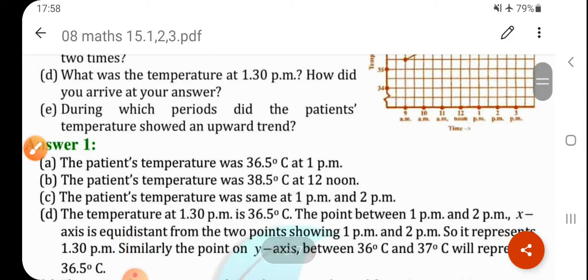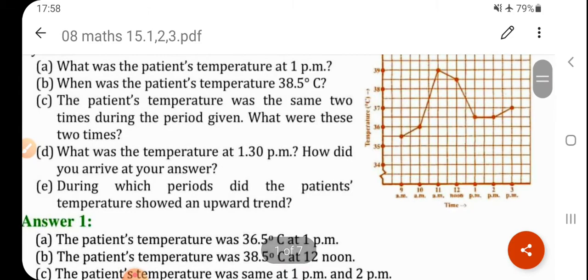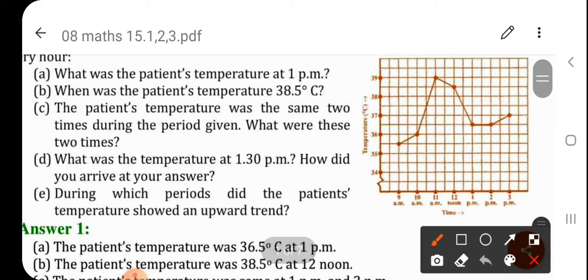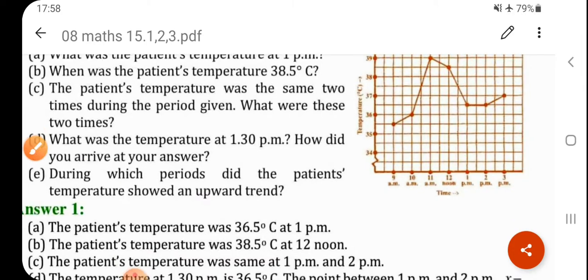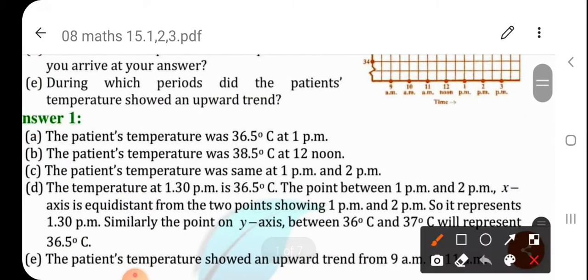Fourth one, what was the temperature at 1:30 p.m.? So where is the 1:30? Here is the 1:30 between 1 and 2. So move towards the y-axis. At that point, what is the temperature on the y-axis? 36.5. So what is the answer? 36.5.